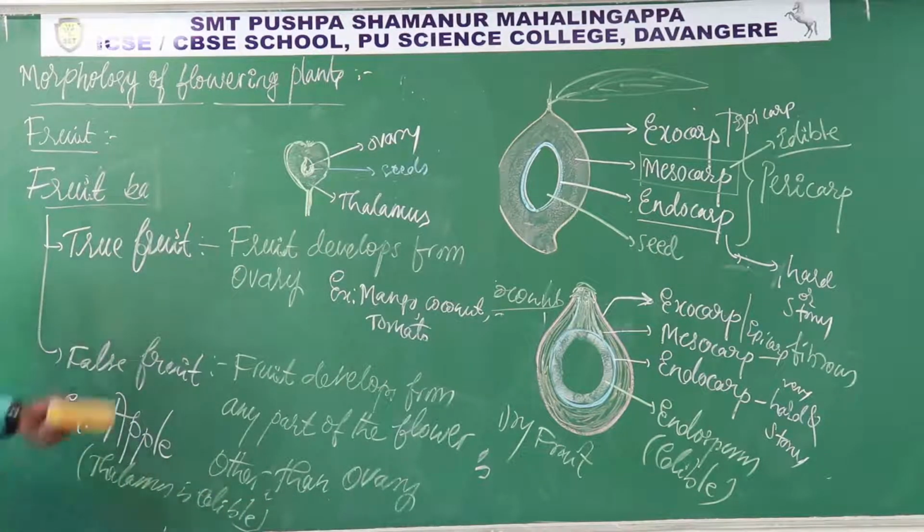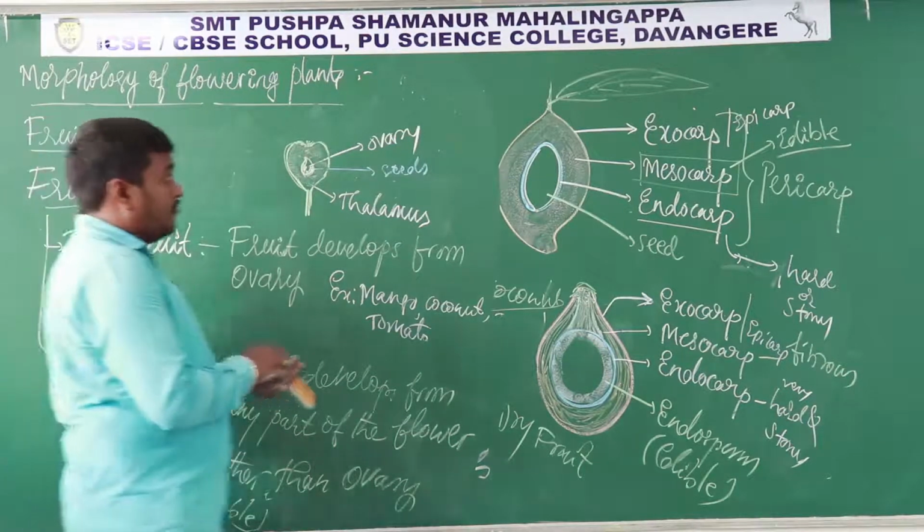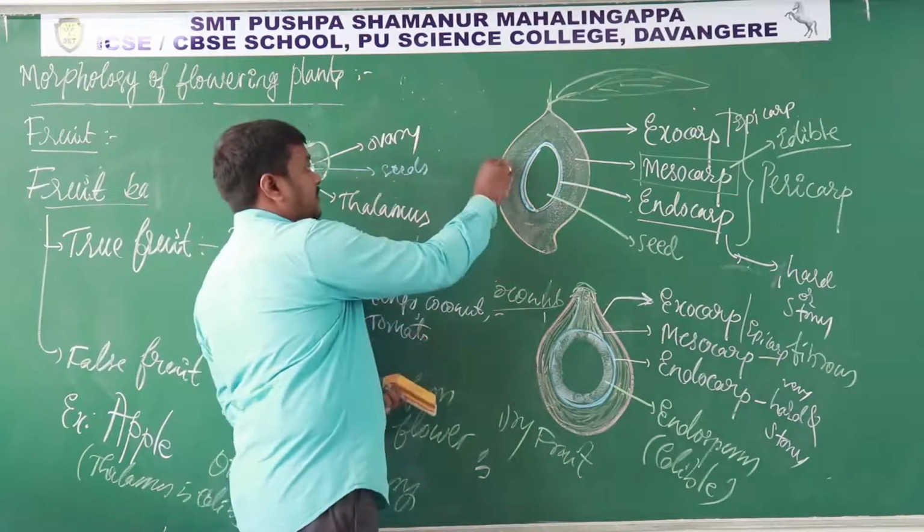Thalamus is edible in apple. Okay, so this is about the fruits. So fruits and their types.